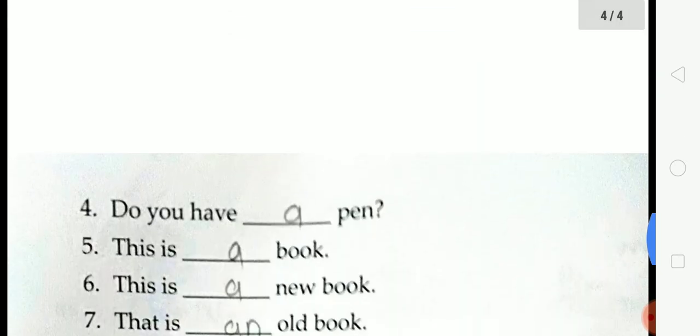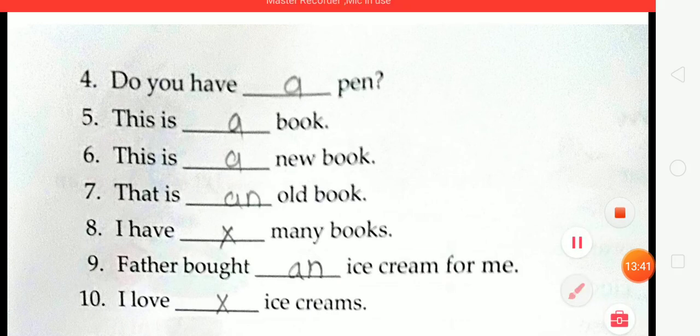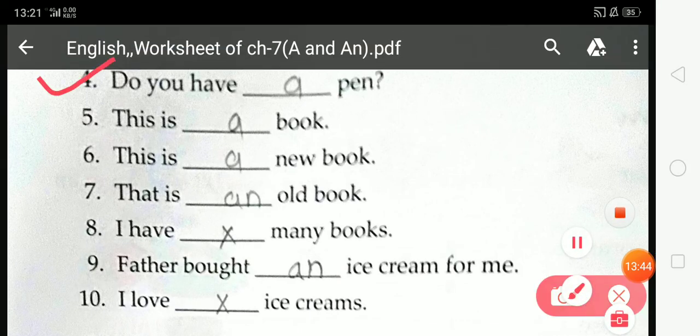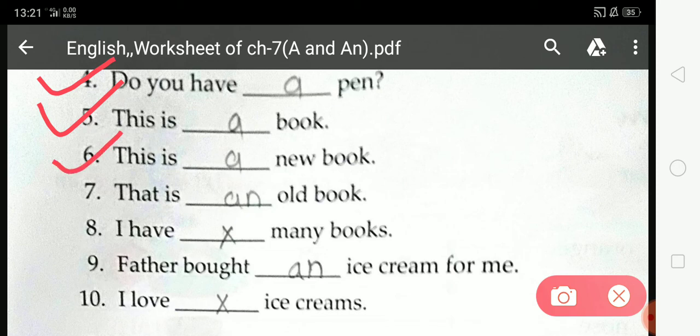Now come on, next page. Come on, fourth, do you have dash pen? So student, in pen, P is a consonant, so you have to use a before pen. Come on, fifth, this is dash book. So student, in book, B is a consonant, so you have to use a before book. Now come on, sixth, this is dash new book. So student, in new book, N is a consonant, so you have to use a before new book. Now come on, seven, that is dash old book. So student, in old book, O is a vowel, so you have to use an before the old book.